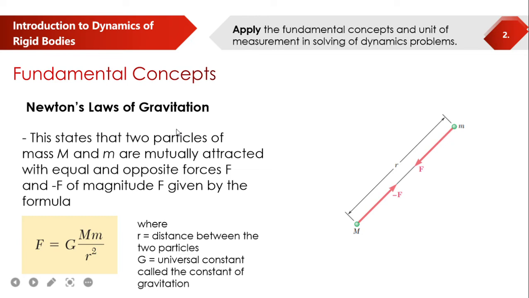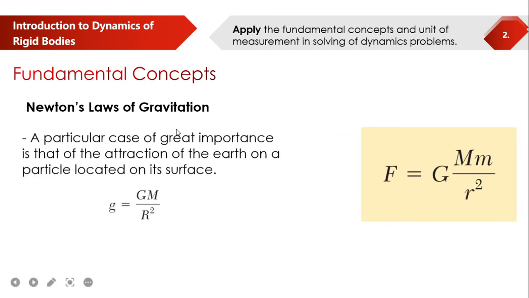You can find this in the books, with its value. It is the universal constant called the constant of gravitation. Now, a particular case of great importance of this law of gravitation is the attraction of the Earth on a particle located on its surface. So basically, that is our weight.